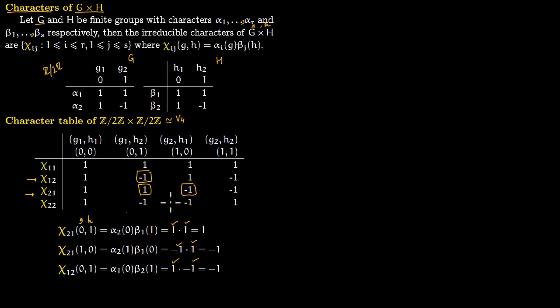So this we can again repeat. As an exercise, now you can form a character table of Z/2Z times Z/2Z, then times Z/2Z. You take this as our group H and this you write as group G.